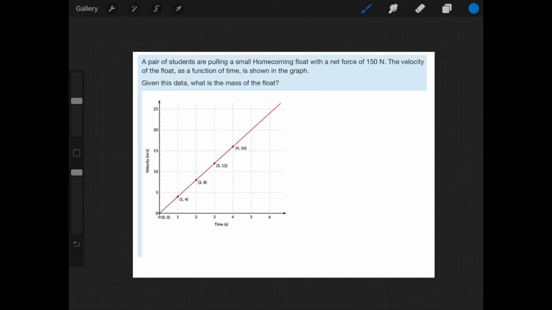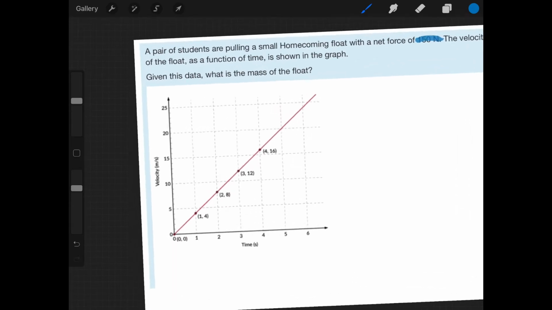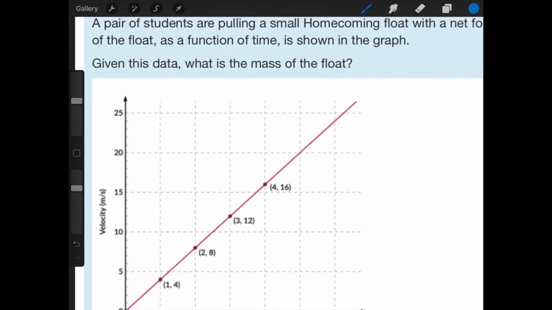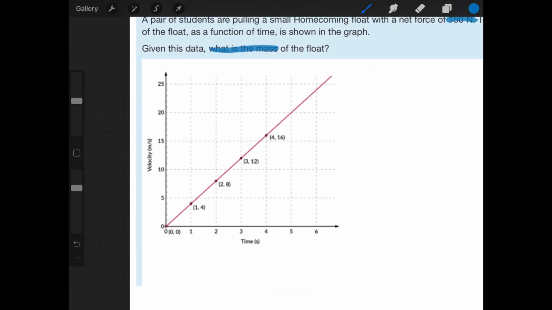So if we look at the question to see what we're given, we can see that we're given net force, 150 newtons. Everything else that's given we can find in the graph. So all you need to note now is that it is a net force of 150 newtons, and we are looking for the mass. It says, given this data, what is the mass of the float? So given 150 newtons, find the mass, and you're given the data in the graph.